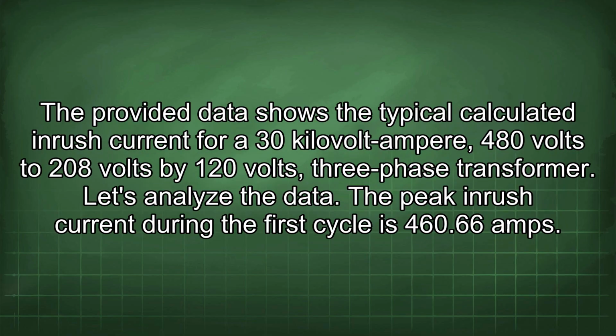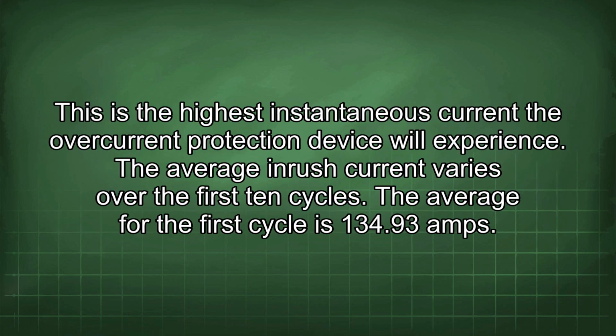The provided data shows the typical calculated inrush current for a 30 kVA, 480 volts to 208 volts by 120 volts, three-phase transformer. Let's analyze the data. The peak inrush current during the first cycle is 460.66 amps. This is the highest instantaneous current the overcurrent protection device will experience.